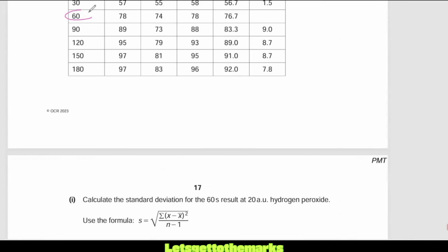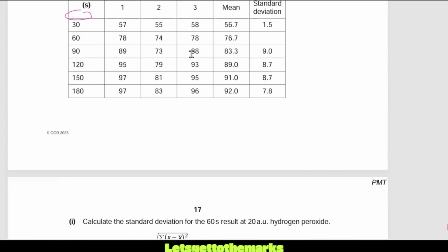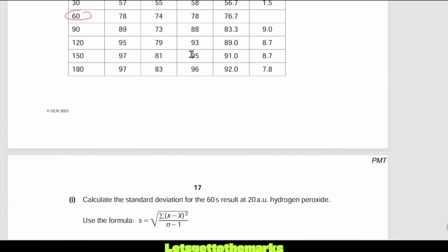So we want 60 seconds, and we need to calculate up. What's the mean? The mean is 76.7, and we need to calculate the standard deviation. Okay, and then we can put that in there. So that's where we're going to put our answer, although to be honest, you can just write it down here. So 60 seconds, and our mean is 76.7.